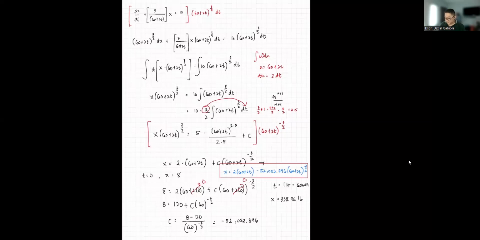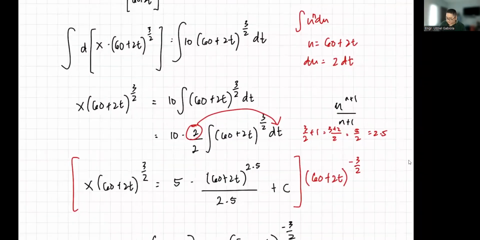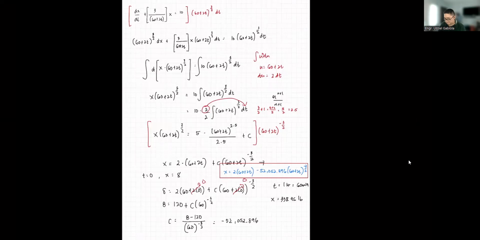Sir, saan po nanggaling yung 2/2 yung katabi po ng 10? 2/2. Okay? Ito is galing sa para masatisfy natin yung UDU, no? So sabi natin yung U natin mula dito is 60 plus 2t. So kailangan natin ng 2dt, dt lang itong nakalagay. So kailangan maglagay tayo ng 2/2. Tapos ipapasok natin yung 2 doon para masatisfy yung UDU natin para ma-perform yung integration. Thank you po. Okay?